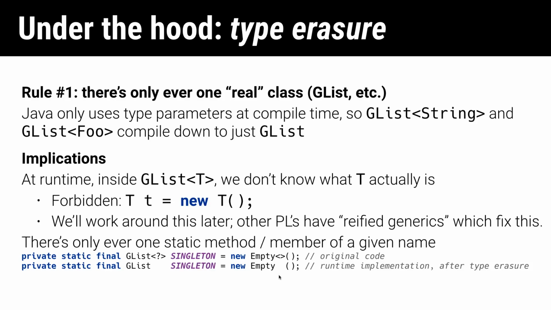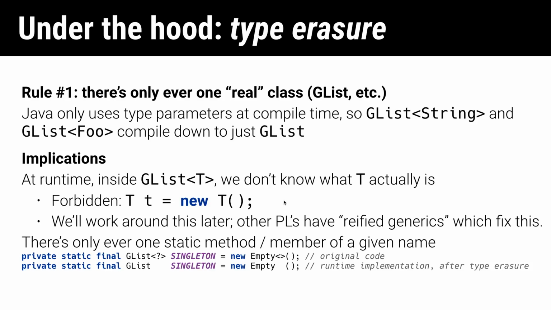And that has an interesting side effect. You can never say give me a new T, because at runtime, those Ts are all gone. So you're not allowed to do this, and in the coming weeks we'll talk about how we work around that in Java. We'll also mention that some other programming languages similar to Java, like Microsoft C#, have a nifty trick called reified generics, which means that you actually can say, give me a new T. But Java doesn't have that, and we'll work around it later.